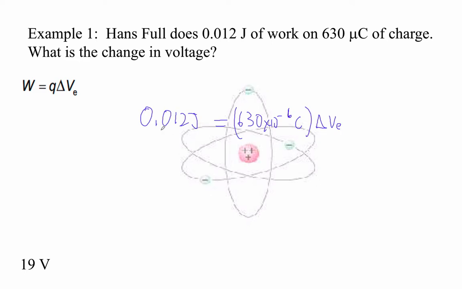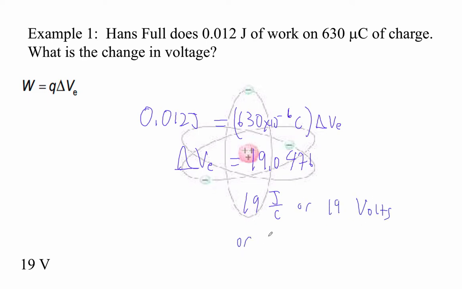Okay, so this is higher mathematics here. I think I just have to divide: 0.012 divided by 630 e minus 6. This will be a big number. So the change in electrical potential, or the change in voltage, we could say voltage as well, is 19.0476 approximately. We only have 2 sig figs, so I guess that's 19 joules per coulomb, or 19 volts. Ta-da. All of these are correct.